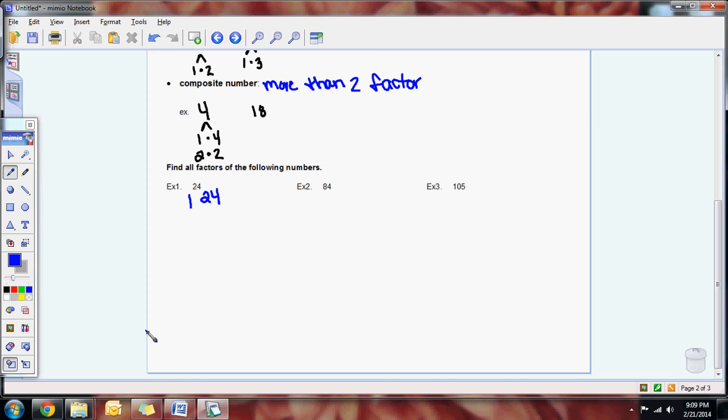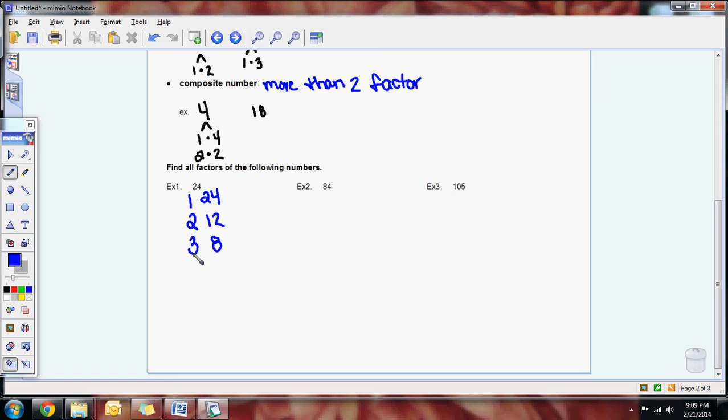Can I do 24 divided by 2? Yes, I can. So 2 times what will give me 24? It's going to be 12. And then I'm going to move to 3. Can I do 24 divided by 3? I sure can. So 3 times 8 is going to give me 24. And you can lean on your calculator for this. Don't feel like you have to do it all in your head.